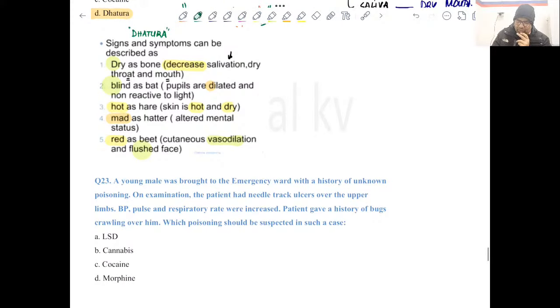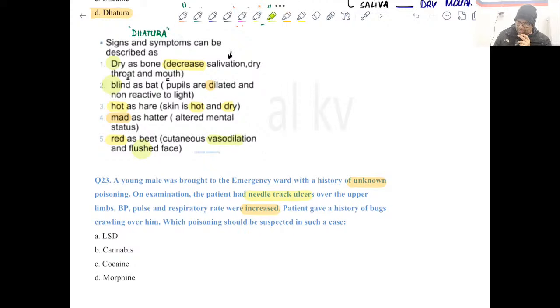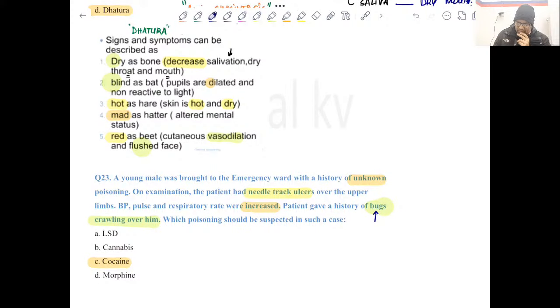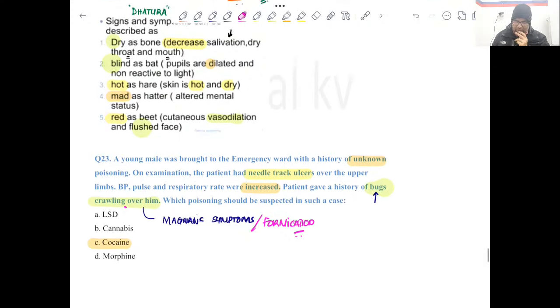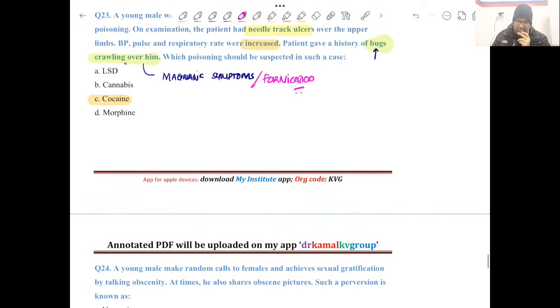Then moving forward, a patient was brought to the emergency with some unknown poisoning, and there are needle track ulcers over the upper limb. Then all the vitals were increased, and the patient says that he has history of bugs crawling under the skin. I think the moment you get this word, there has to be no confusion whatsoever, and this itself is very suggestive of cocaine poisoning. So this is what Magnan's symptoms, or please remember formication as well. So these are few terms which define this tactile hallucination. So bugs crawling under the skin, classical for cocaine poisoning. Yes, very good, Mohammad Anas. Success, yes, you are absolutely right.